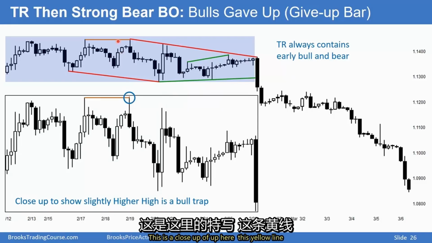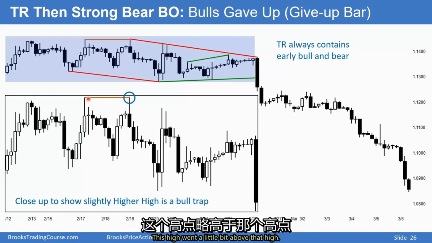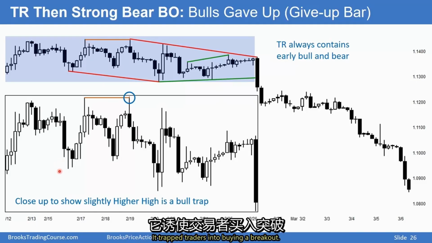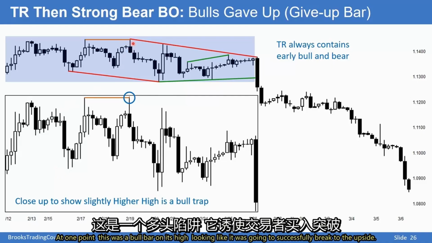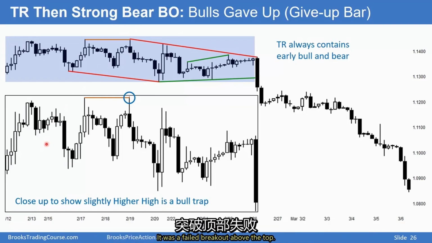This is a close-up of up here, this yellow line, just to show that we had a higher high. This high went a little bit above that high. So this is a higher high compared to that high. It's a bull trap. It trapped traders into buying a breakout. At one point, this was a bull bar on its high, looking like it was going to successfully break to the upside. But by the end of the bar, it was a bear bar closing on its low. It was a failed breakout above the top.